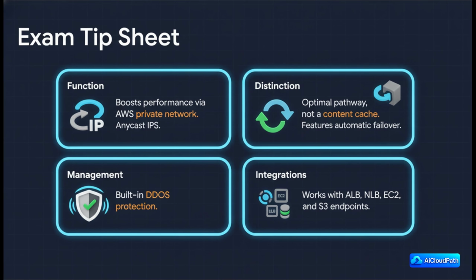For management, think static anycast IPs that make your life simple. For reliability, the key phrase is automatic failover. For security, it's that built-in DDoS protection. And finally, just know that it plays nicely with all your key endpoints, like ALBs, NLBs, EC2 instances, and even S3.